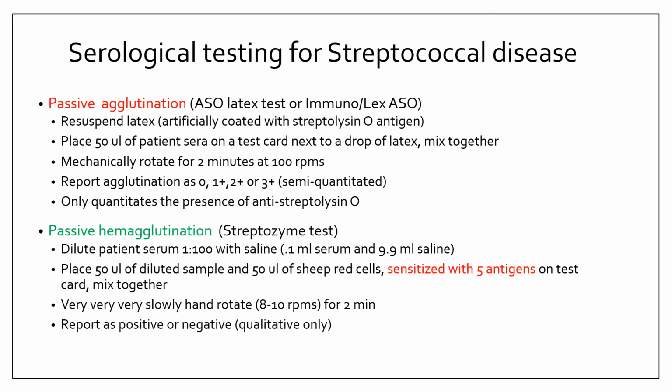And this is qualitative. So a positive result would show the presence of large agglutinins, and a negative control would show a completely smooth background. Okay? Now in the streptozyme test, we're actually looking for 5 different antibodies. We're looking for anti-streptokinase, anti-streptolysin O, anti-streptodornase, anti-hyaluronidase, and anti-NADase.